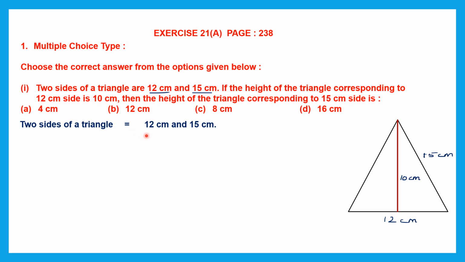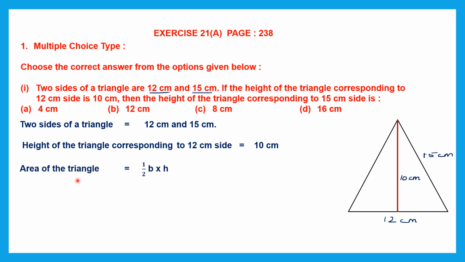So the two sides of the triangle given to us are 12 centimeters and 15 centimeters. The height of the triangle corresponding to the 12 centimeter side is also given to us as 10 centimeters. Now, for the area of the triangle, we are going to use the formula half base into height. So this is the formula. In this case, we're going to take 12 centimeters to be the base. You can take any side as the base. Now we're going to use this as the base because we have the height given for this also. That's why we are taking this as the base. So half into 12 centimeters into the height, which is 10 centimeters.